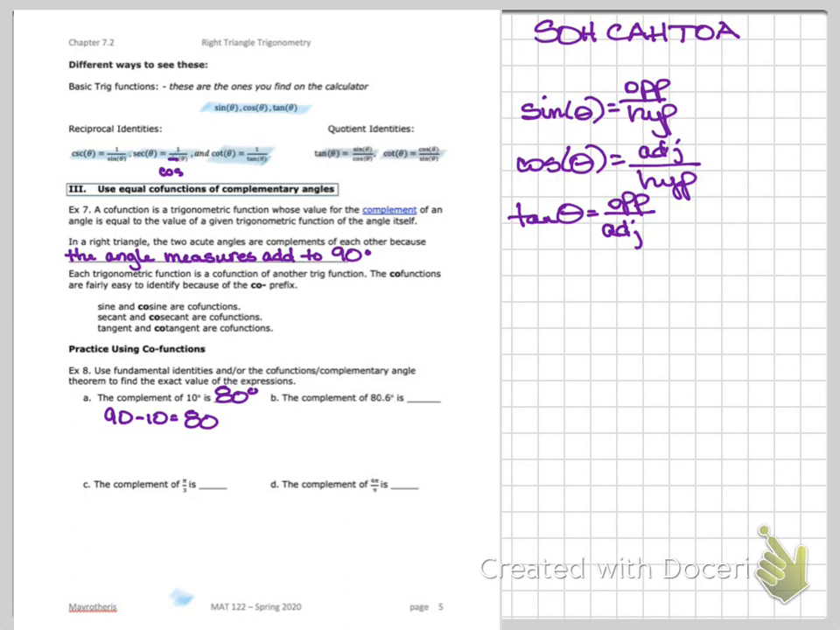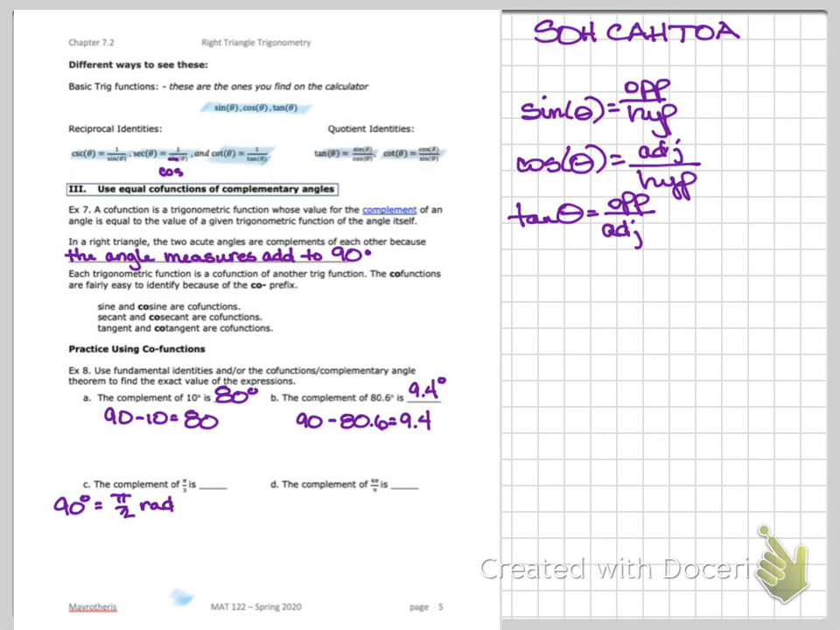On B, the complement of 80.6, we're going to take our 90 degrees, we're going to subtract 80.6, and we get a complement of 9.4. So the complement of 80.6 degrees is 9.4 degrees. This one, C, looks a little different. We're no longer talking about degrees. We want this in terms of radians. And so important to remember that 90 degrees is pi over 2 radians.